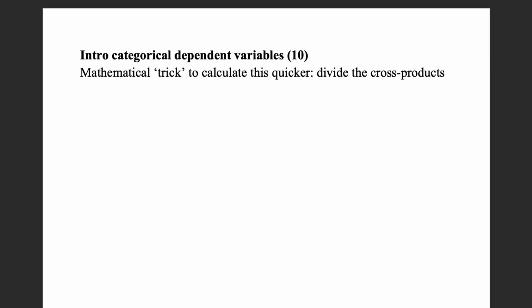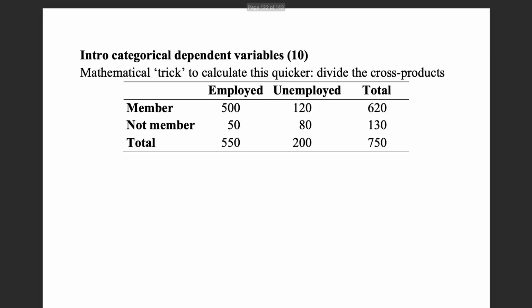So what do I mean when I say divide the cross products? Well, if you think back to this table, we could think about this table as having 4 cells within it that contain the unique information.